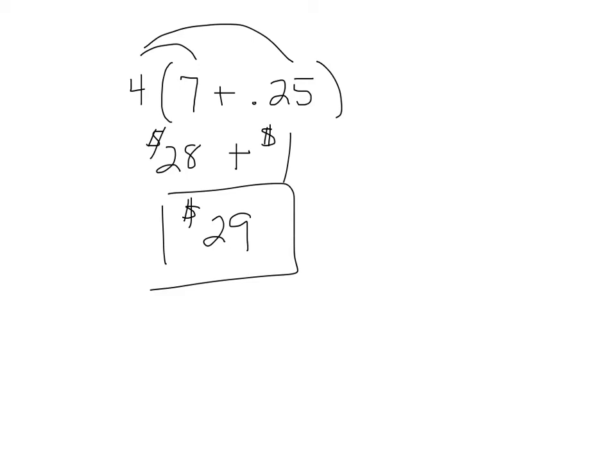So I want you to try practice A, numbers 7 and 8, on your own. Pause the video and then I'll tell you the answer. Number 7 would give you $4,725, and number 8 would give you 985 miles.